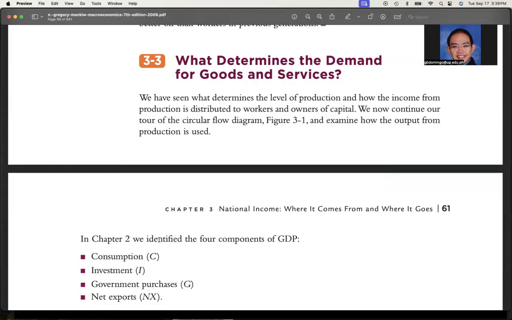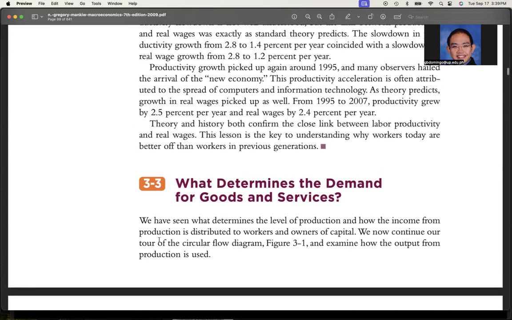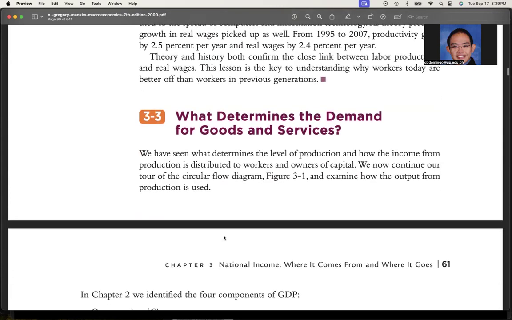And right now we're going to finish chapter 3 and answer a couple of questions. In the previous video, we did Cobb Douglas and what that implies for the shares of income of labor and capital, as well as of course the relationship between labor productivity and the real wage. And that kind of answers the question: what determines the level of production and how income from production is distributed to workers and owners of capital.